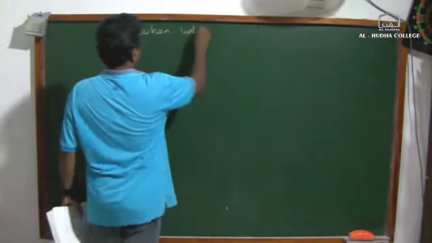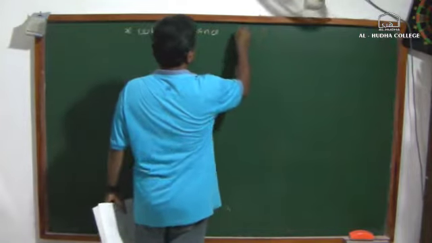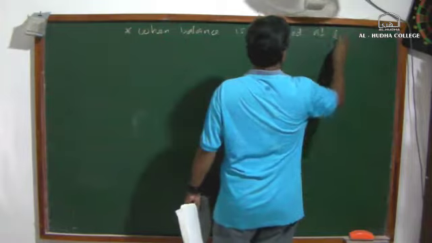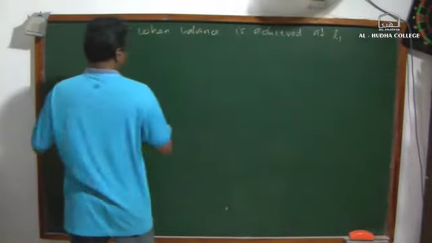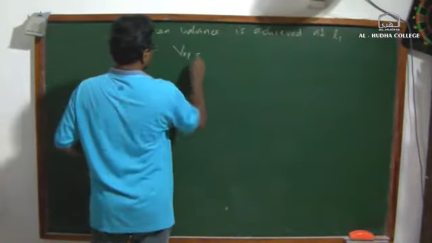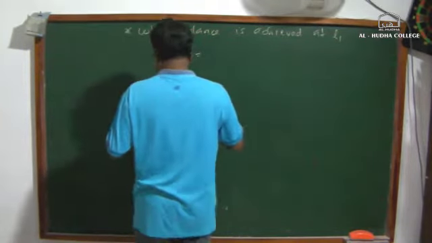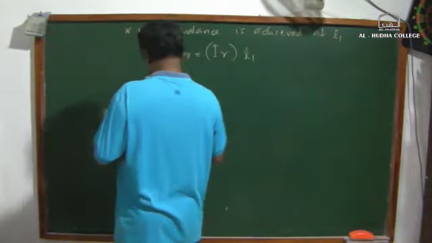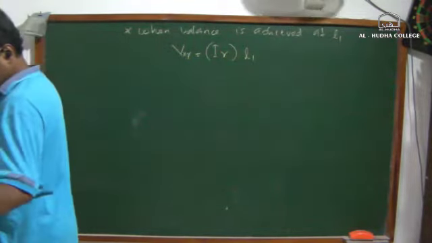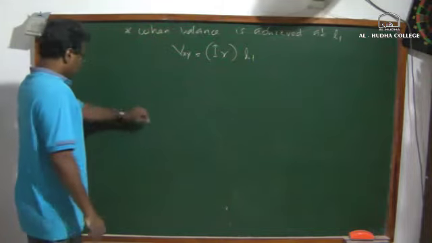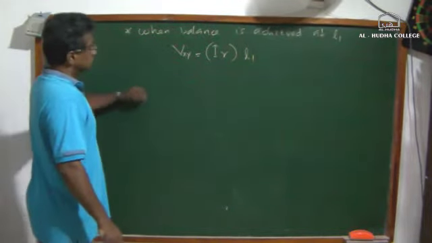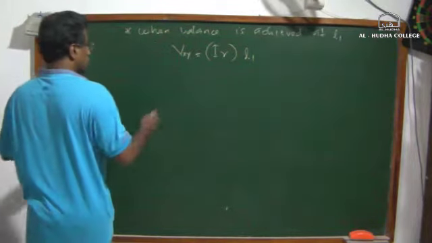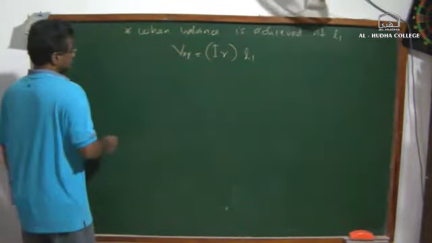When balance is achieved at L1, Vxy equals IR into L1. Now you can use this potentiometer to straight away compare two voltages.